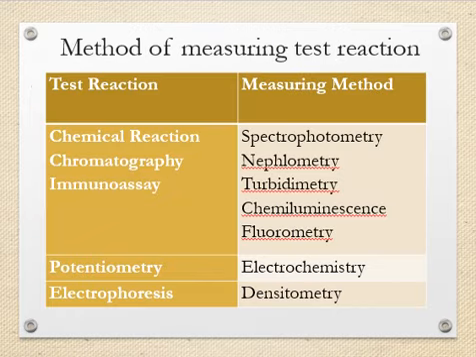The table here shows the test reaction or test principle and how the chemical reaction product or the analyte is measured. Let's see here, for chemical reaction, chromatography and immunoassay, it is measured using spectrophotometry, nephelometry, turbidimetry, chemiluminescence or fluorometry, while potentiometry is measured by using electrochemistry, and for electrophoresis, we use densitometry.